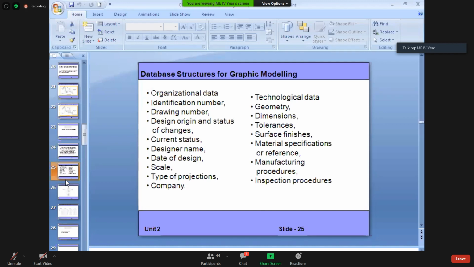The database structures for graphic modeling are organizational data: identification number, drawing number, design origin and status changes, current status, designer name, date of design, scale, type of projections, company; and technological data: geometry, dimensions, tolerances, surface finishes, material specifications, reference, manufacturing procedures, inspection procedures. So all the things available in CAD, CAM, production should be incorporated in your CAD software. Am I right or wrong?